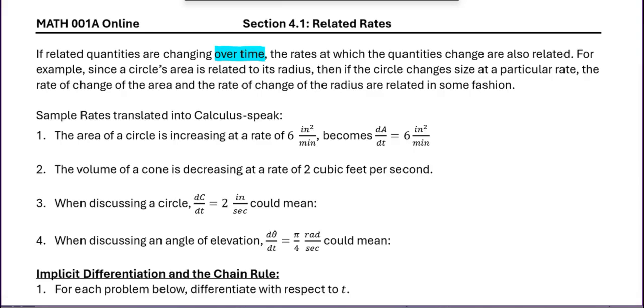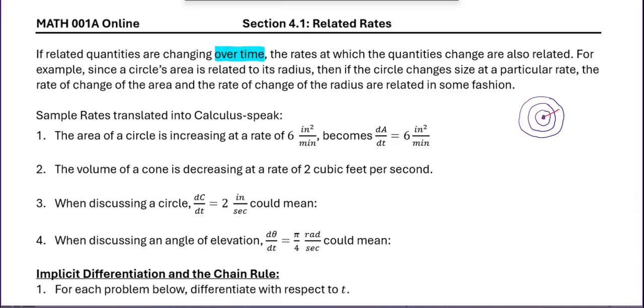For example, since a circle's area is related to its radius, then if the circle changes size at a particular rate, the rate of change of the area and the rate of change of the radius are related in some fashion. So you might think of this example like, let's say we had a pond, right? And we threw a pebble in. Right, and it made a splash. Then what's going to happen is these ripples are going to go outwards, you've seen this before in water.